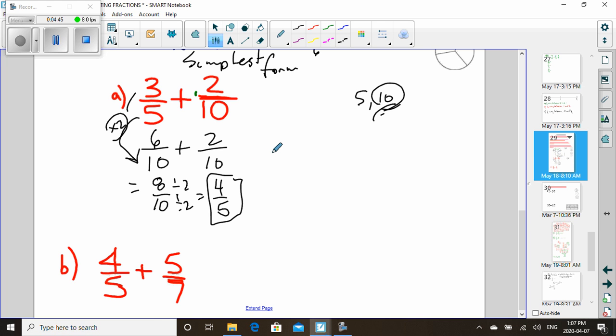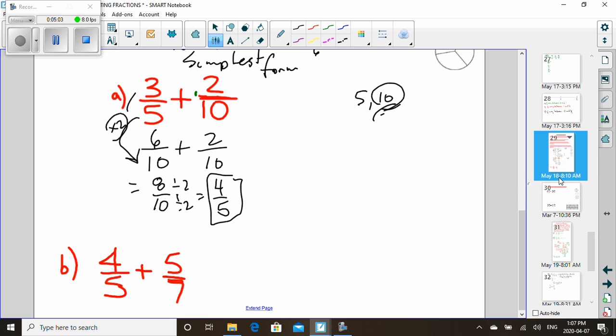Okay? So that's how we think about our last step. We get our sum or our difference, and we then decide if we can reduce. Whatever the biggest number is that you can divide out of both 8 and 10, that's the one you use.